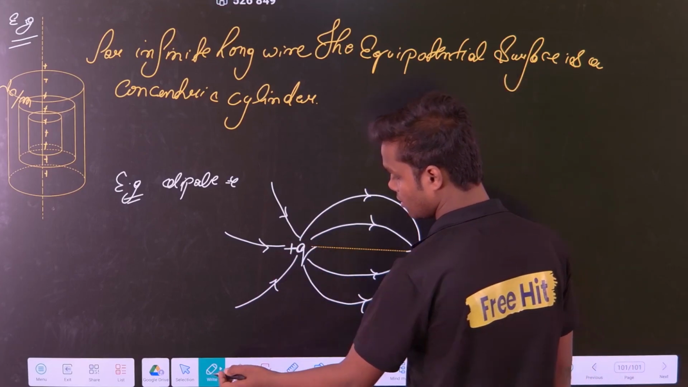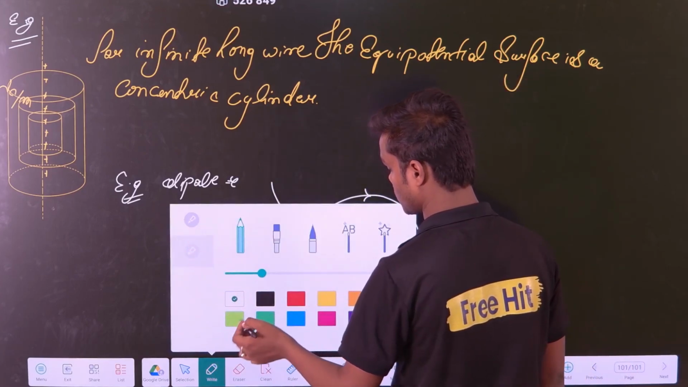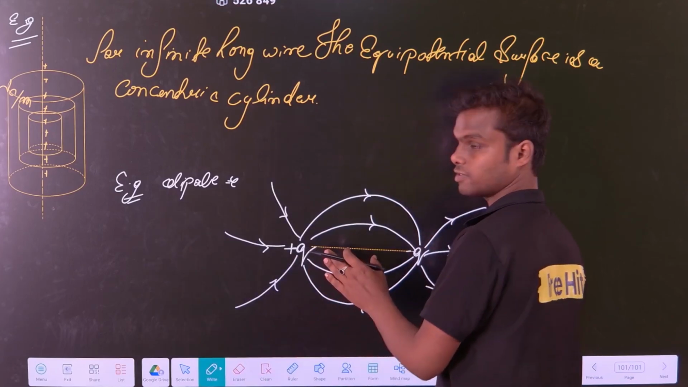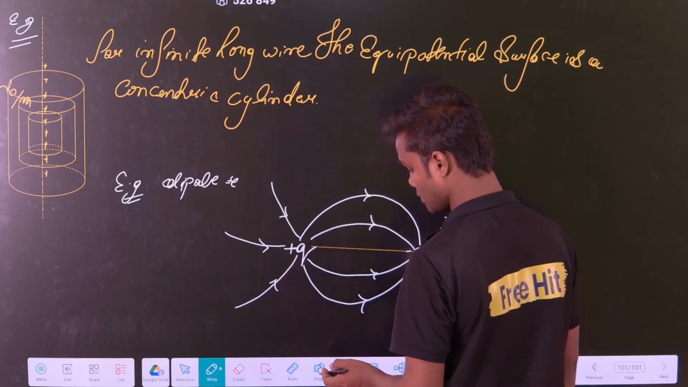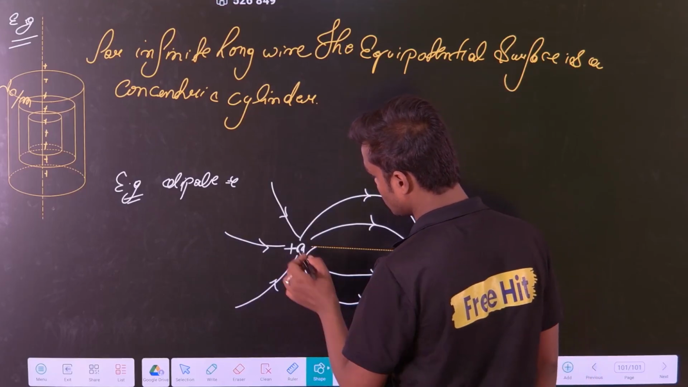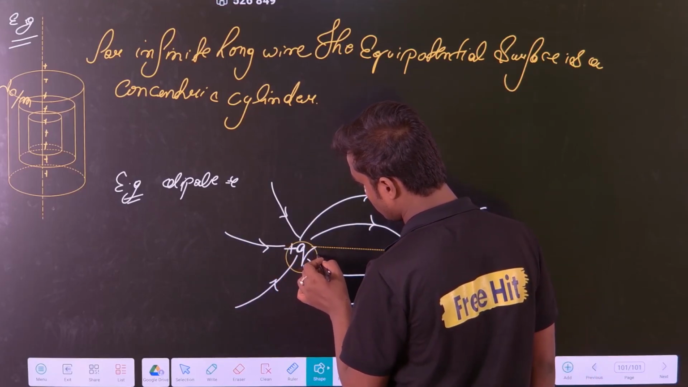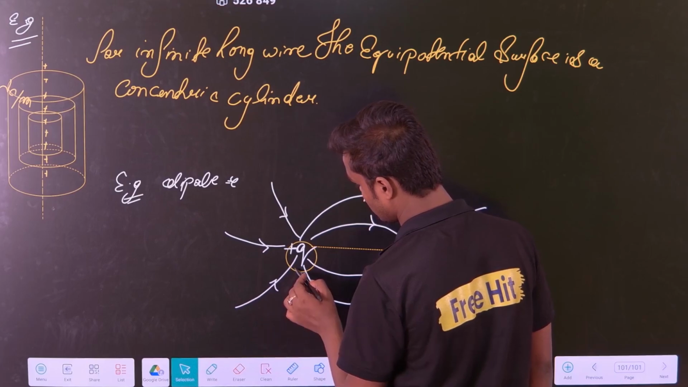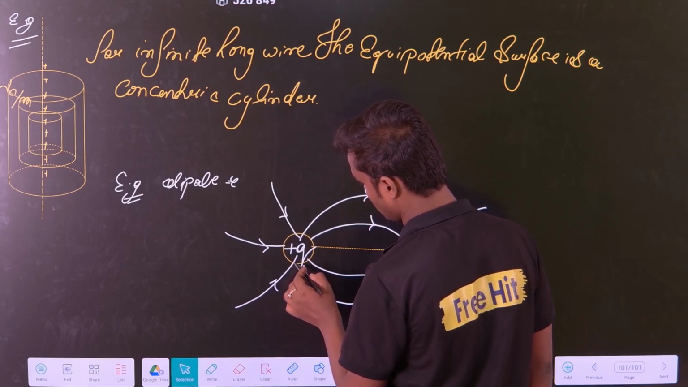So this is my surface. Okay, this is my surface. Clear? Now for this surface, if I want to draw the equipotential surface, how will it look? Let's see. For this charge, the equipotential surface will be like this.